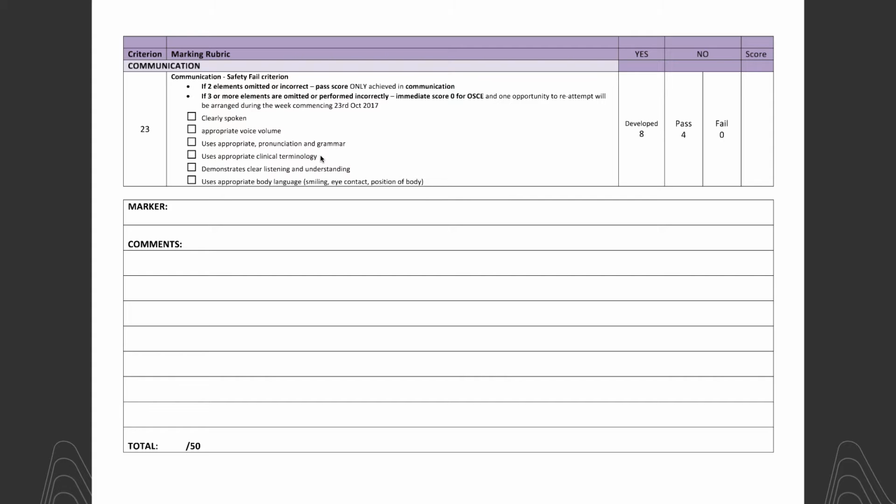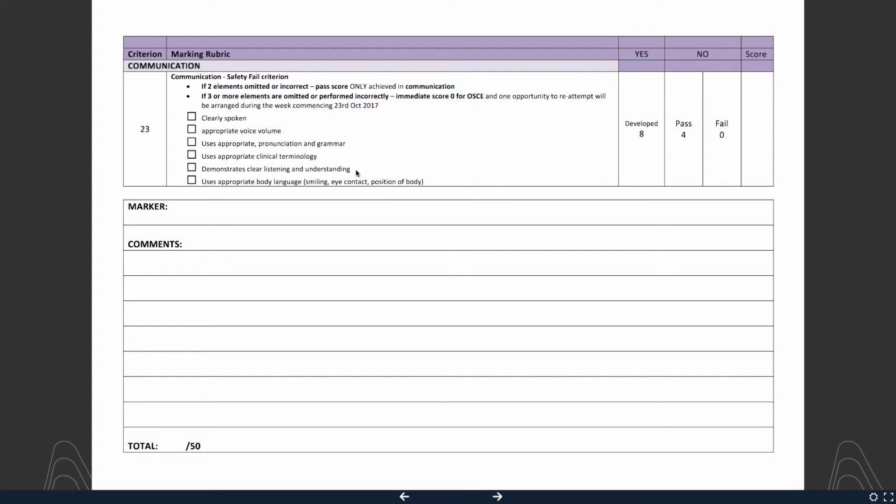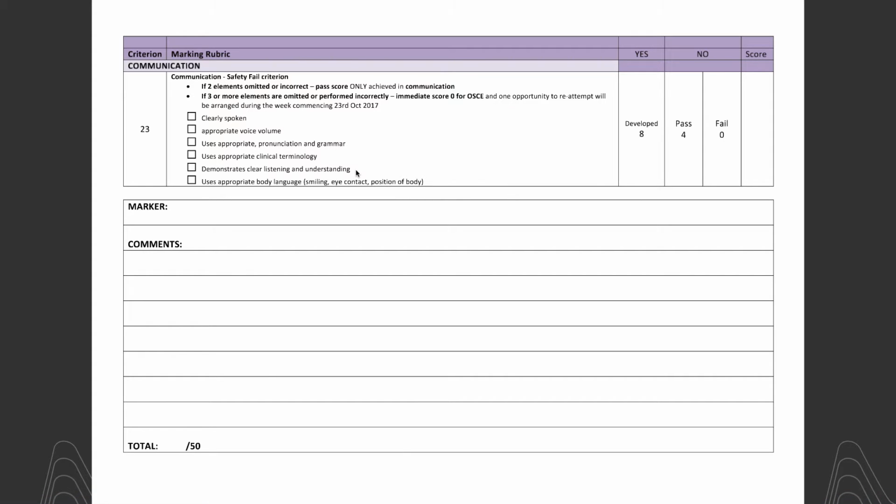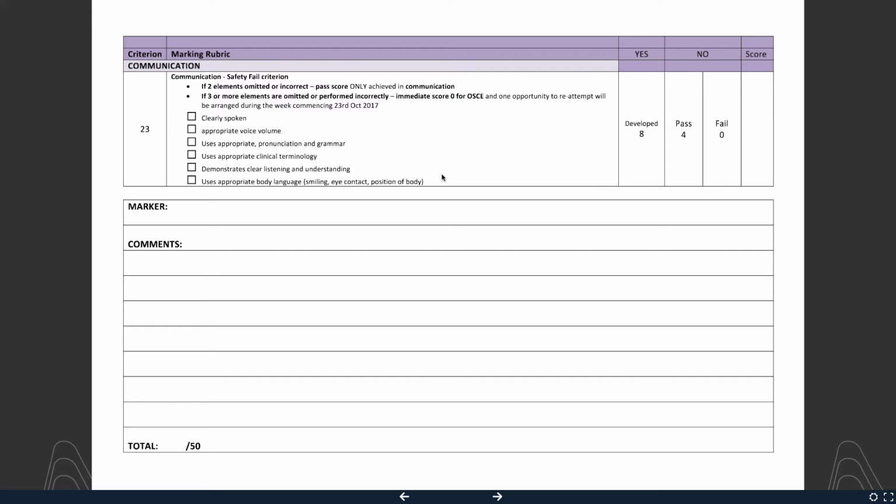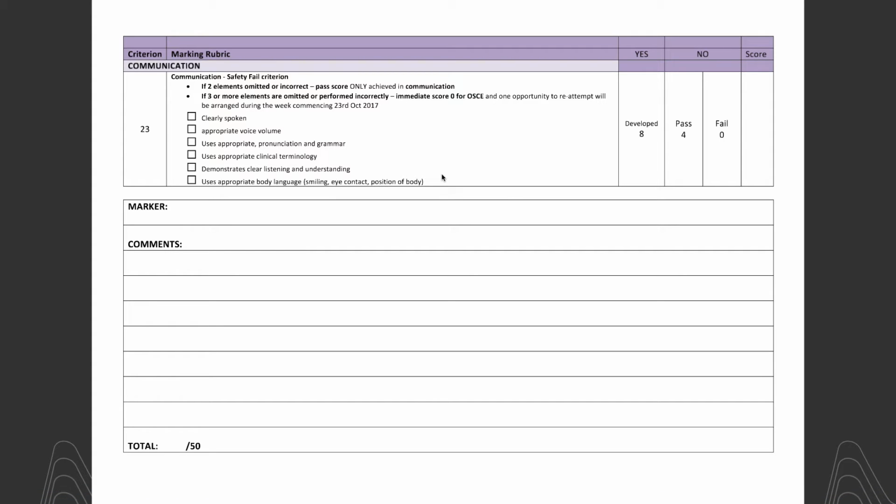So what we're trying to get you to do is use correct clinical terminology. That's something that some of you may need to keep developing and working on over the next little while. Demonstrates clear listening and understanding of what's being asked and uses appropriate body language. So these are the components we're looking for in safe communication.